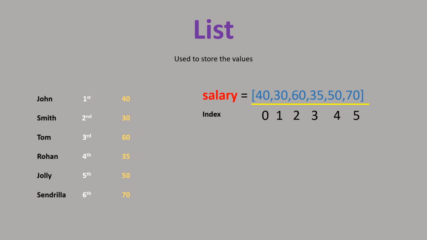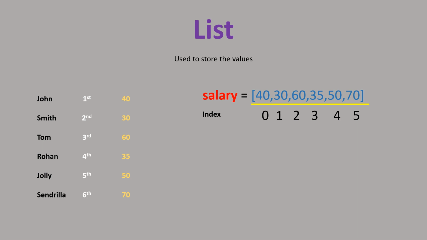So for example, if you want to access the salary of Tom, which is at 3rd position, so you gotta look for the second index position, right? Similarly, if you need to access the salary of Jolly, which is at 5th position, so you're gonna look at 4th index value. Okay, so how can we access this particular thing?